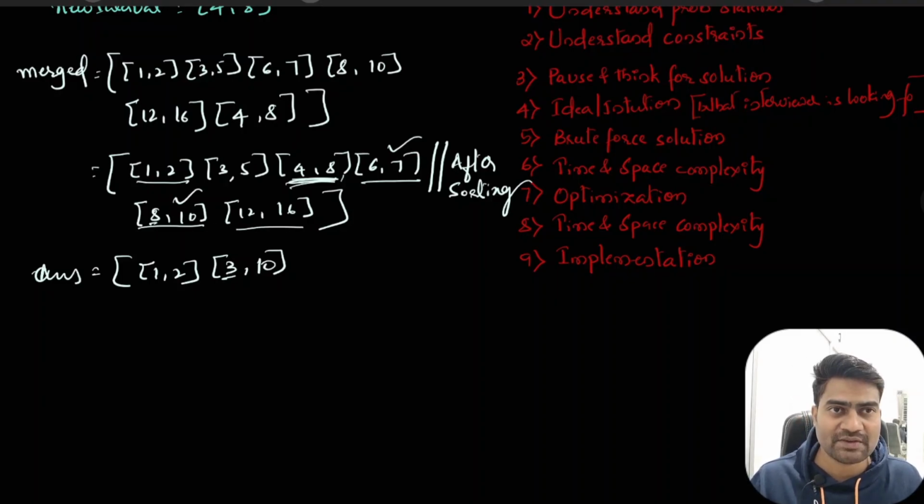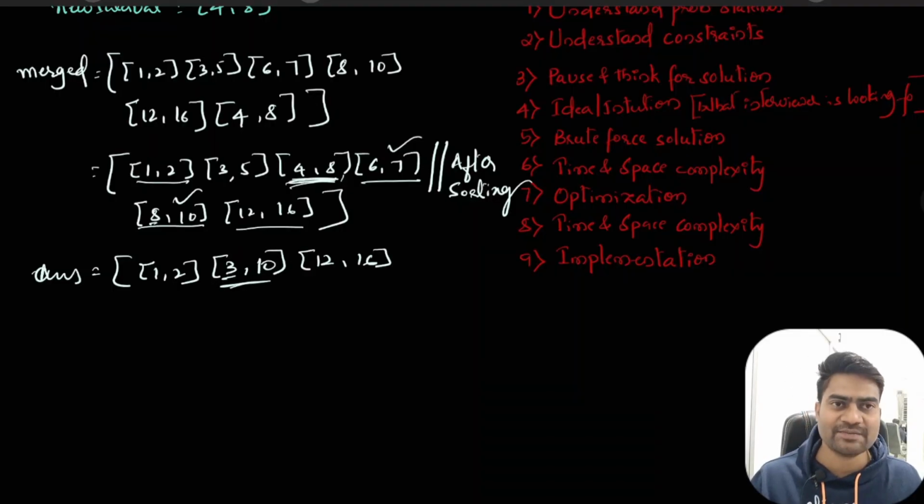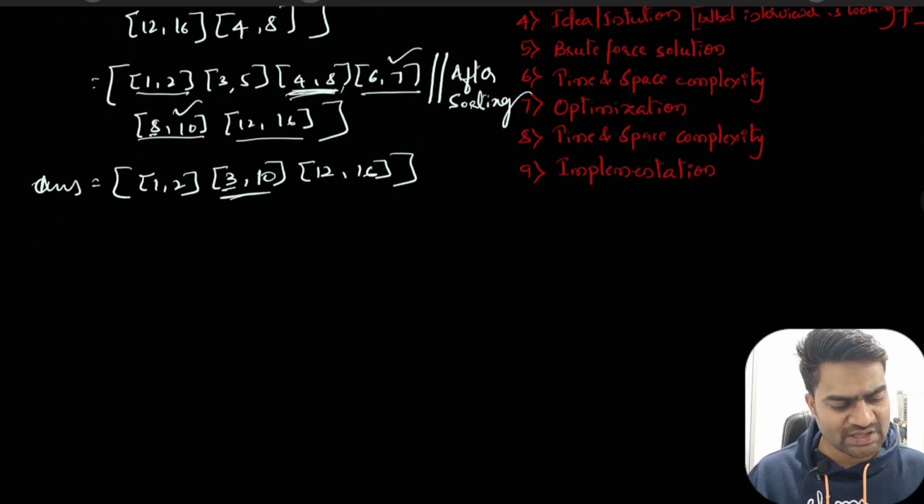Next I will go to 12 and 16. So 12 and 16 does not overlap with the latest value, so I will simply push that. So this way I will solve it, and I will finally return this. So let us look into the pseudo code.